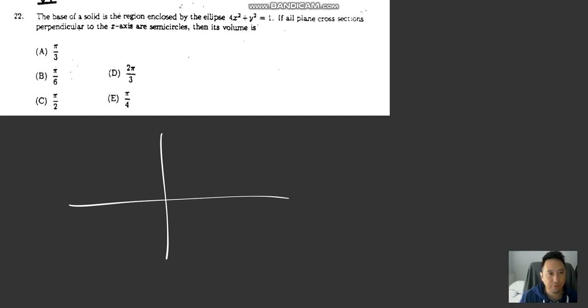Okay, continuing on, we're still on packet 6, number 22. The base of the solid region is enclosed by an ellipse. We have the ellipse 4x squared plus y squared equals 1. If you forgot, you could rewrite this as x squared over 1/4 plus y squared equals 1.